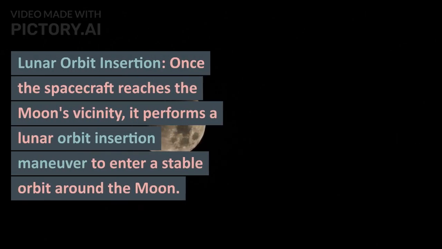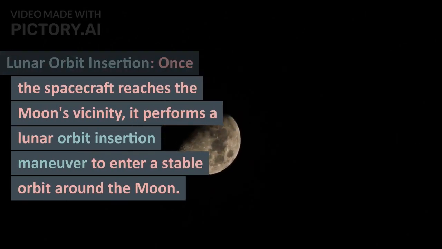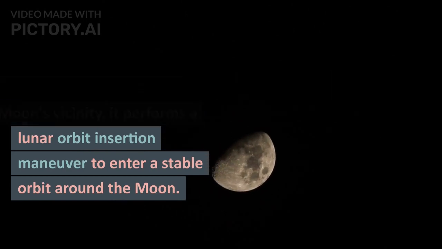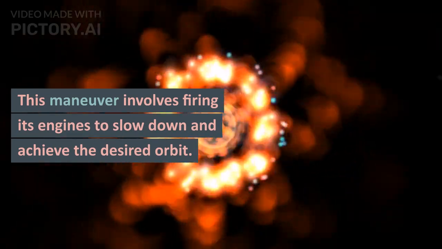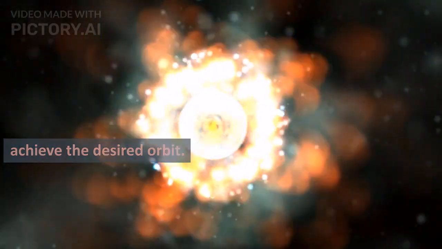Lunar orbit insertion: once the spacecraft reaches the Moon's vicinity, it performs a lunar orbit insertion maneuver to enter a stable orbit around the Moon. This maneuver involves firing its engines to slow down and achieve the desired orbit.